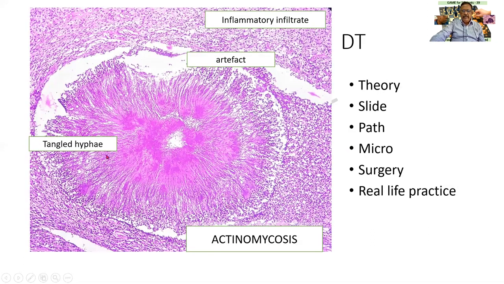A superb picture retrieved, and in this I am finding a tangled mass of hyphae. These are here, and towards the periphery I find that there are very fine delicate filaments. In this there is an artifact. An artifact is like this because it's a clear space that has been created because of processing or section cutting. So the importance is it can be a theory question, a slide in pathology, microbiology, surgery, and in real life actinomycosis can haunt us.